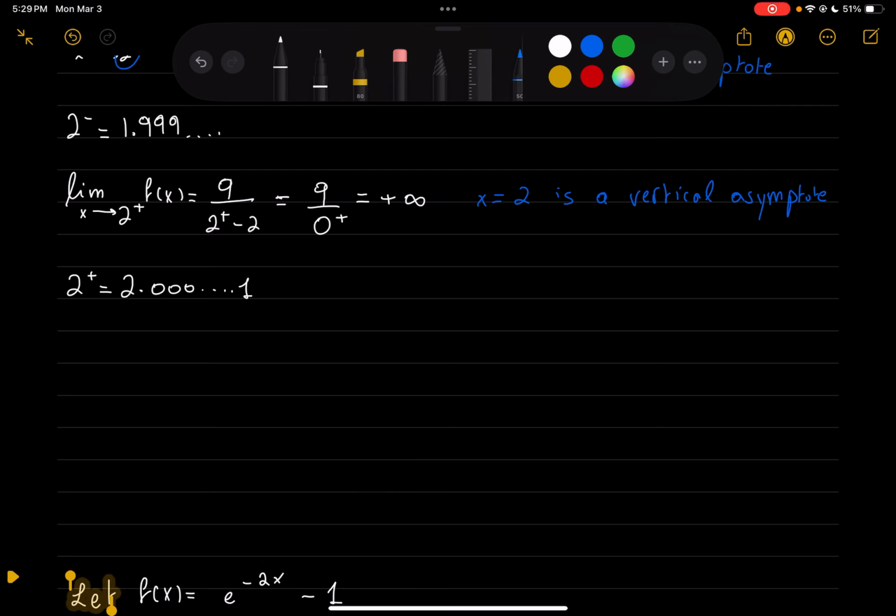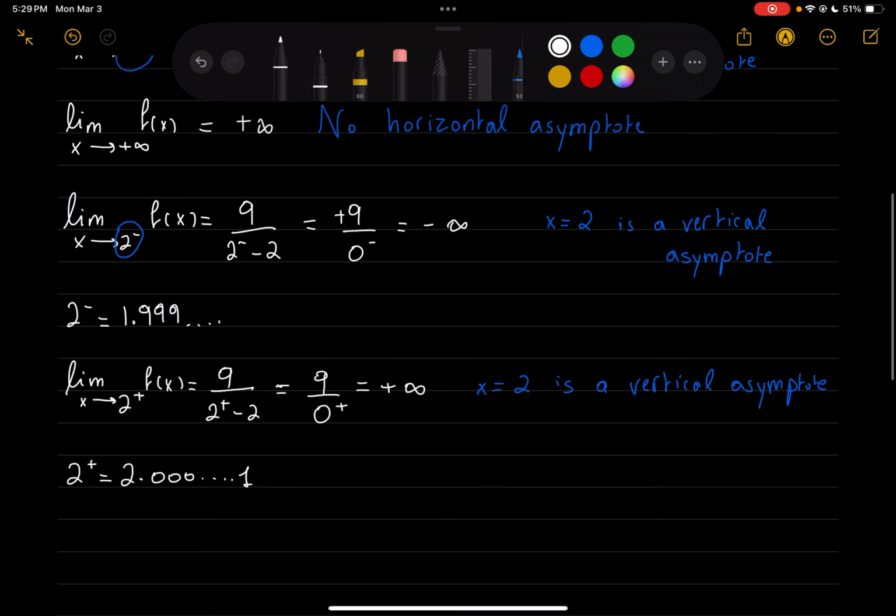Okay, so now we are finished with number 2. We found the existence of a vertical asymptote, but the non-existence of a horizontal asymptote.